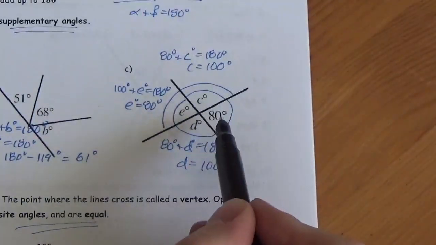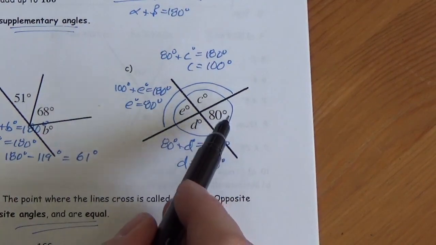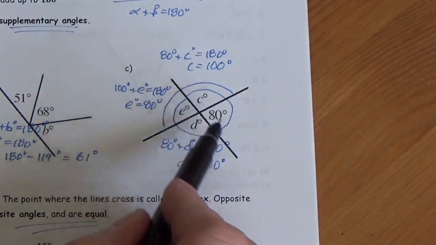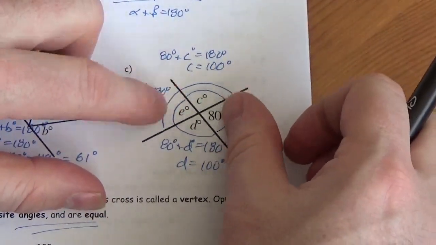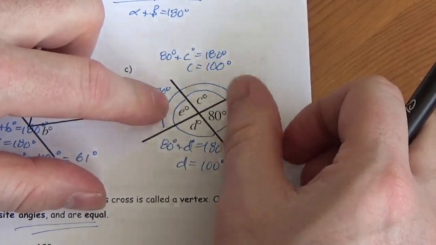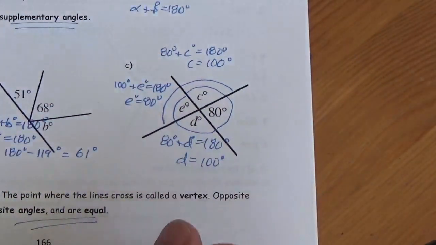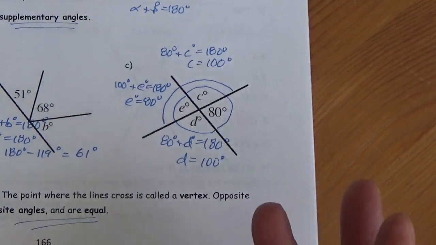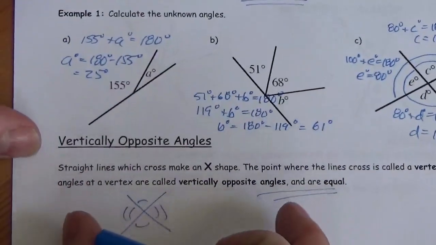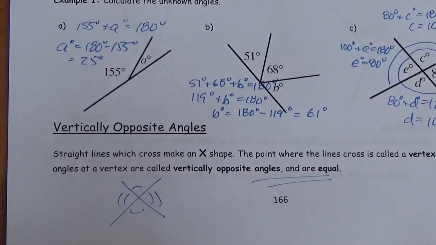Just knowing that this was 80 degrees and applying the rule about straight angles on a straight line here, I know that these two have to add up to 180, but so do these two, and that means that these two angles must be the same. And then by furthering that logic, I know that these two angles must be the same, and my calculations verified that as well. So now we just want to apply this knowledge and use it to calculate the values of given angles.